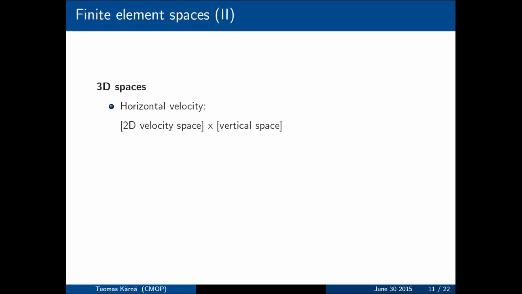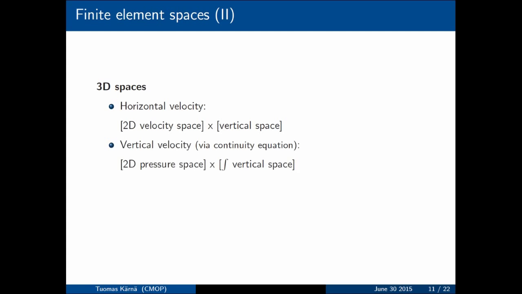So for the horizontal velocity, you use the 2D velocity space and then a certain vertical space of your choice. Based on this, you will get your vertical velocity that lives in the pressure space in horizontal and an integral of the previous vertical space. That is just the way, because of the continuity equation, that you solve the vertical velocity. And then finally, you get the traces that will be in the same pressure space and then the original vertical space that you used for the horizontal velocity as well. So basically, once you choose your 2D element pair, you kind of get your 3D elements as well.